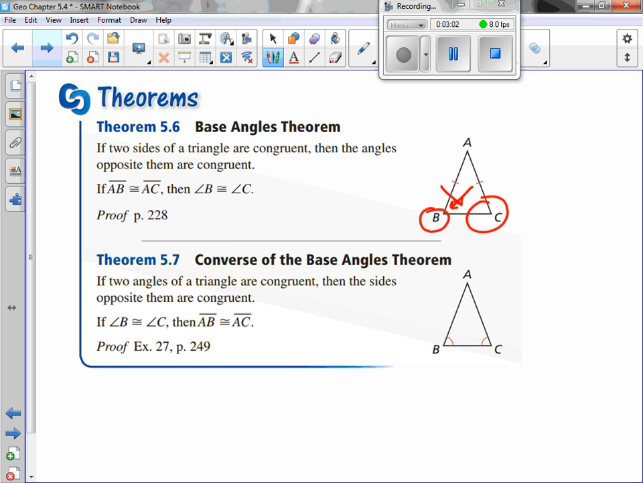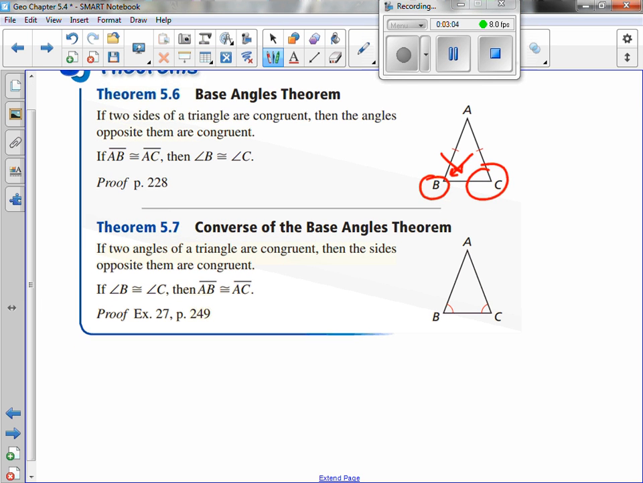Now the converse of this theorem is also true. If I have two congruent angles, the sides opposite them are going to be congruent. So in an isosceles triangle, we will always have two congruent angles. If I have two congruent angles, the sides opposite them are congruent. If I have two congruent sides, the angles opposite them are congruent. So in an isosceles triangle, the base angles are always congruent every single time. Any questions on this so far? Okay.